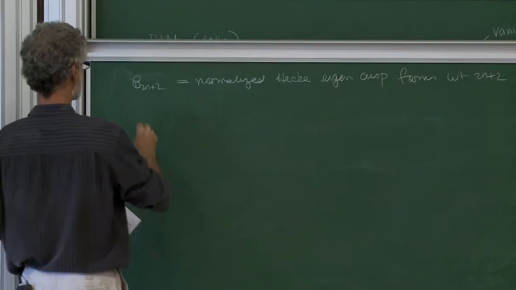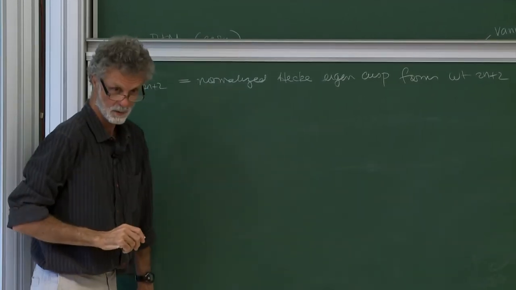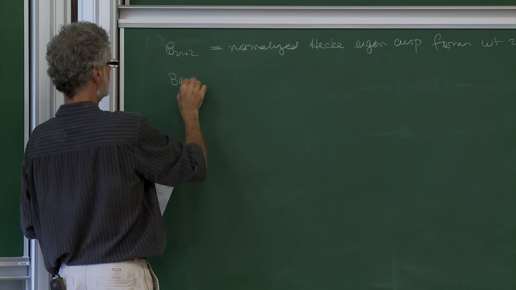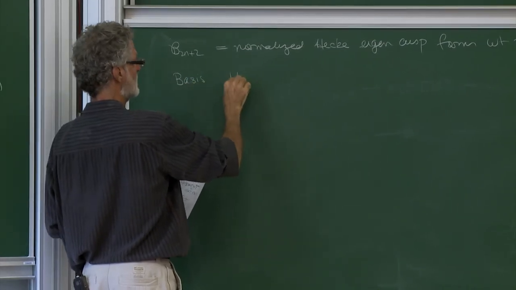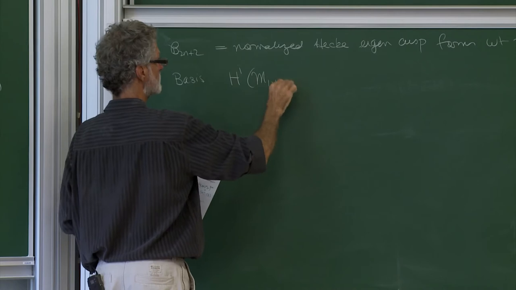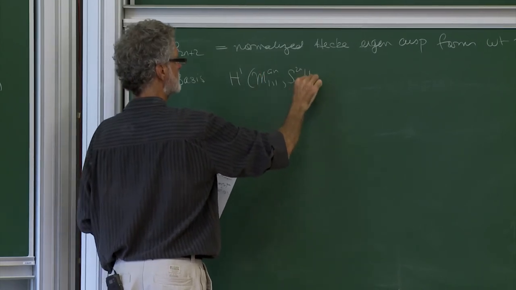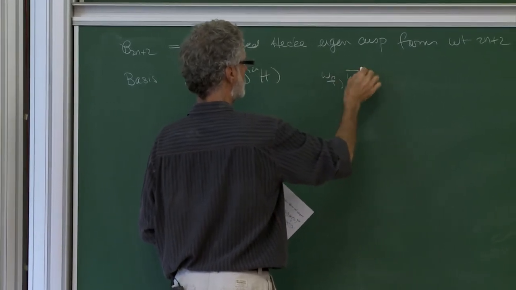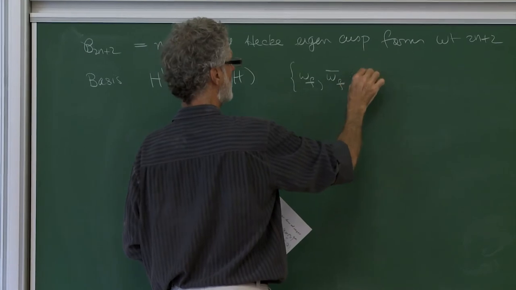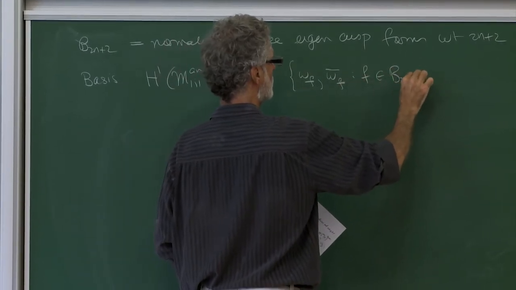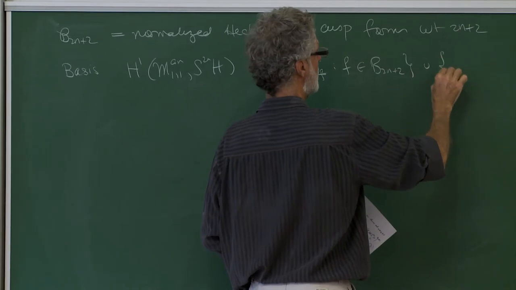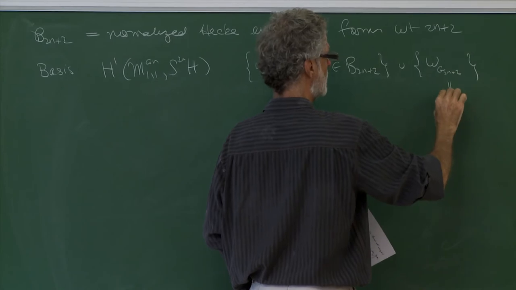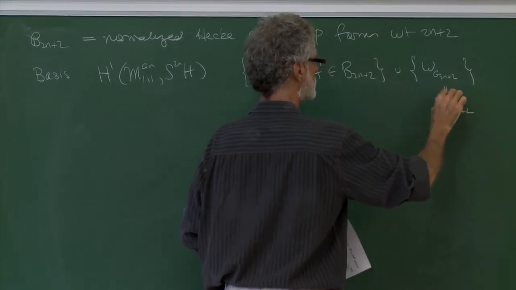So we get a basis. Well, you mean the coefficient of q is 1. Yes. And so what's a basis of H1? You'll get the omega F's, the omega F bars, for F in B 2n plus 2, union the omega corresponding to G 2n plus 2. And if I need to, I'll denote this by psi 2n plus 2.